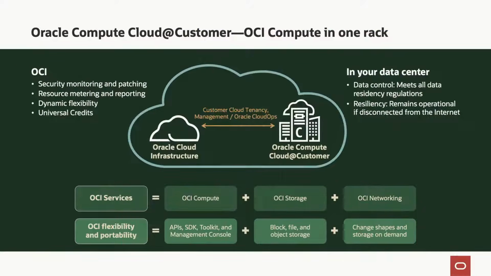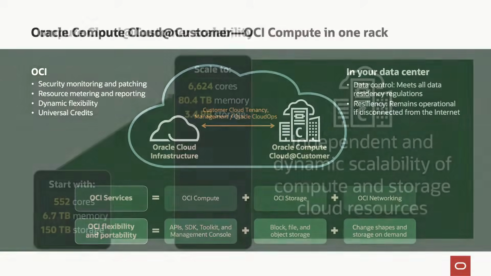Oracle Compute Cloud at Customer is OCI Compute in one rack. All of the services that we offer inside Compute Cloud at Customer are the same as the services that we offer in Oracle Public Cloud or in a dedicated region. You can use VM services. You can use object storage. All of those services that we offer in our public cloud, they're identical to what you get in Compute Cloud at Customer. You don't need to change the way you think about managing those services. You don't need to think about the way that you build your applications. You can take the same application running in one environment and run it in the other.